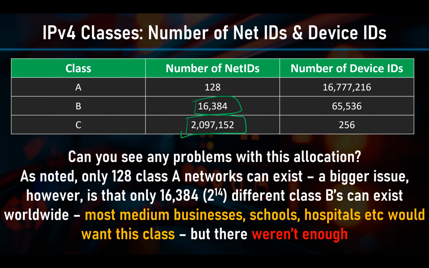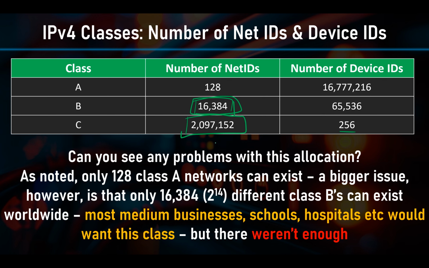I guess a bigger issue, there's only 16,384 different Class Bs that can exist. Now, if you're a medium to semi-large business, like a school or hospital, and maybe an airport, things like that, they're going to want this class because 256 devices is not going to be enough for a school or a business. So they're going to want this one, but again, there's only 16,000 in the entire world.